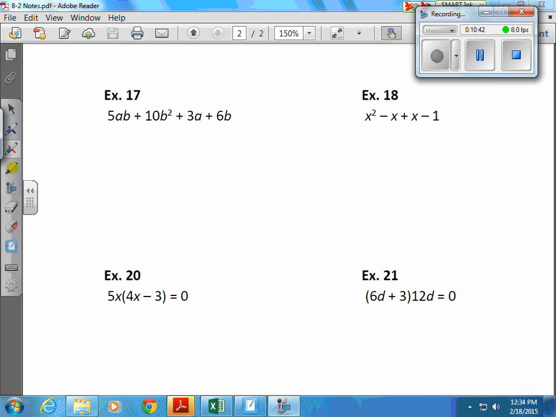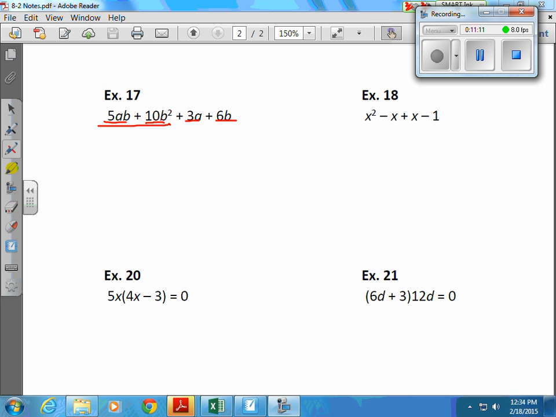And again, number 17. Let's see what has some things in common. These both have A, and these both have B. Or, if you look at the numbers, these both have 3's, and these both have 5B in common. So let's try it as it is, and maybe we won't have to adjust and rearrange the terms.